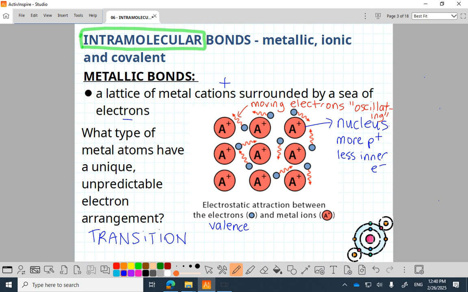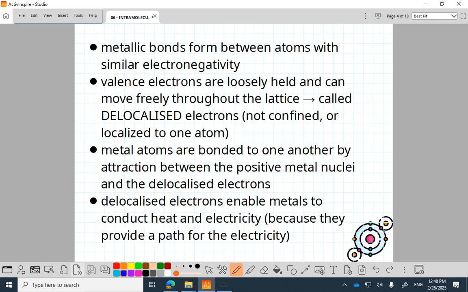Okay? So this is my best picture on a flat piece of paper to show what's going on. So metallic bonds form between atoms with similar electronegativity. And I didn't put transition metals on here specifically. That's what we'll focus on. So if you want to write transition, you can. We wrote it in capital letters on the other slide. It's up to you. Okay? I felt like there was enough words on this slide already.